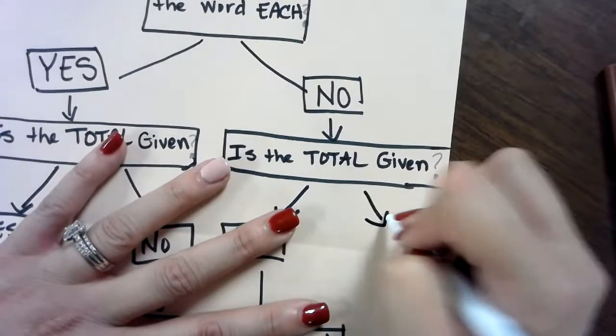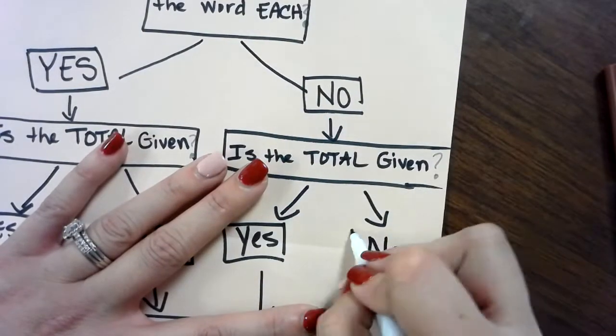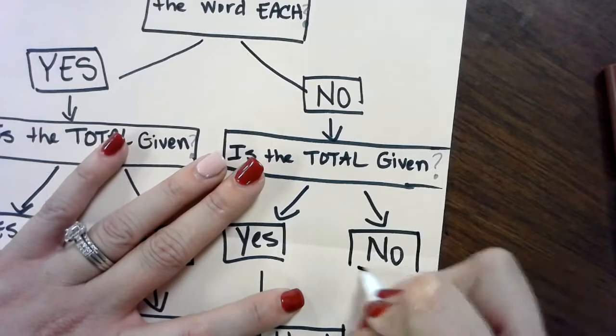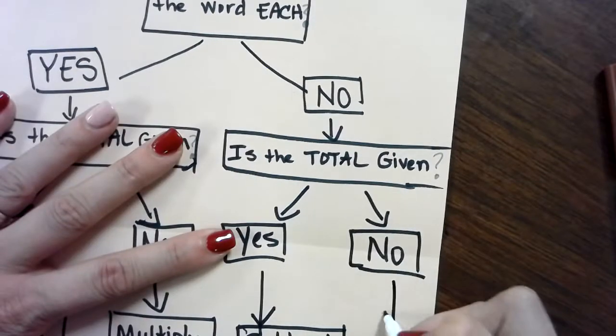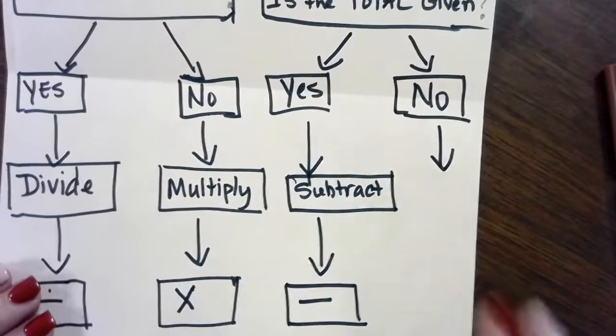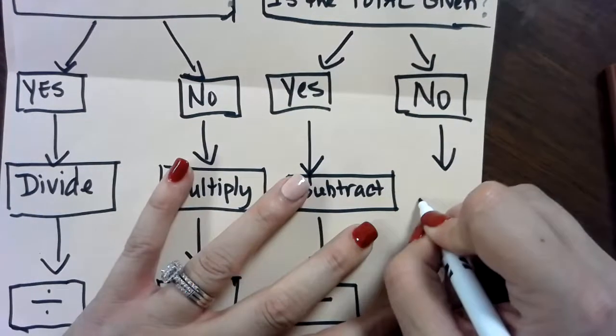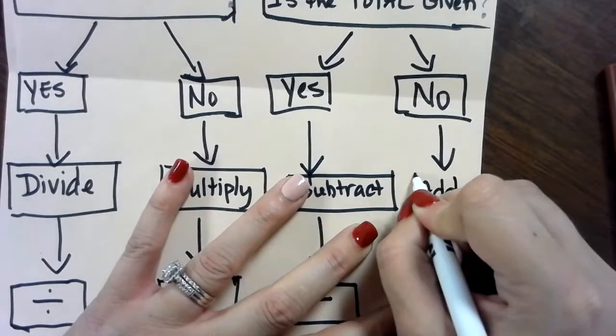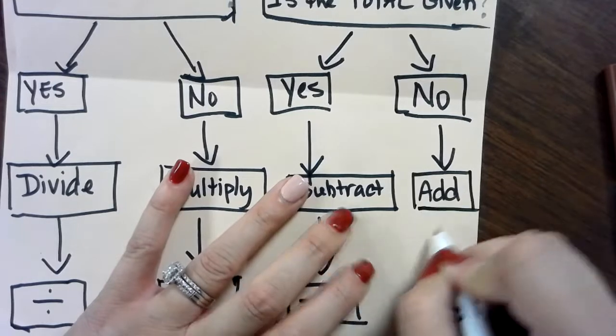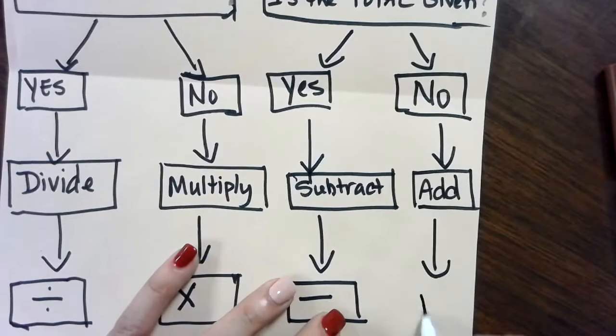If no, the total is not given, then we are going to what? What's left? Look at my chart. What's left? We are going to add. And the way that's going to look is an addition problem.